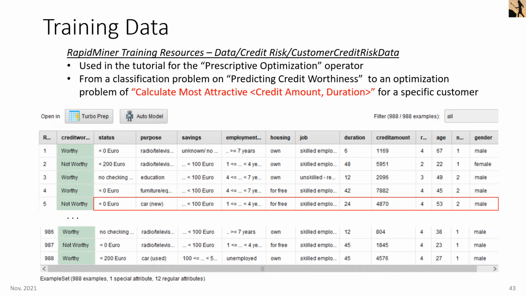Now, we would like to also calculate the most attractive combination of credit amount and duration for specific customers. That is interesting, but we'll see soon, okay? So here is a case where we have all these loan application cases for us to train on. The attributes include the purpose of the loan, the savings they have, what kind of employment history, the housing, the job, the duration, and the credit amount.